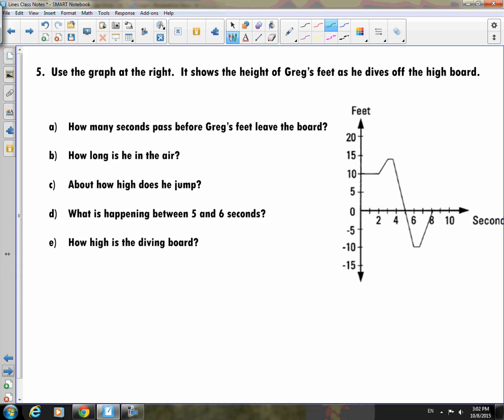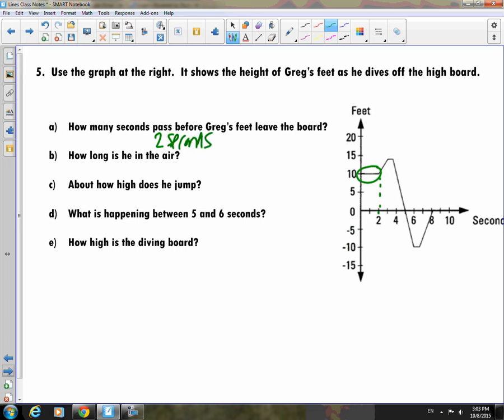Use the graph at the right. It shows the height of Greg's feet as he dives off the board. How many seconds pass before Greg's feet leave the board? So we're looking, he's probably standing on the board right here. So it looks like about 2 seconds before he jumps off that diving board.